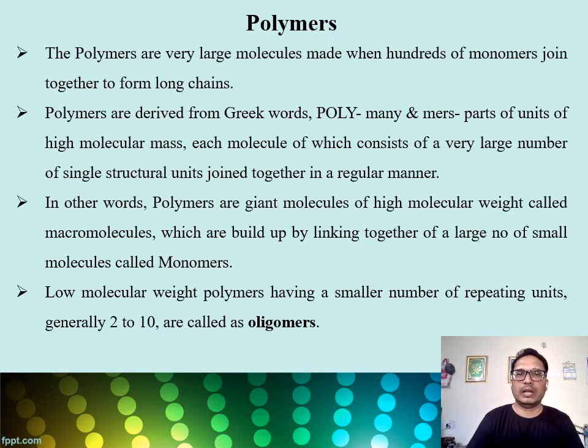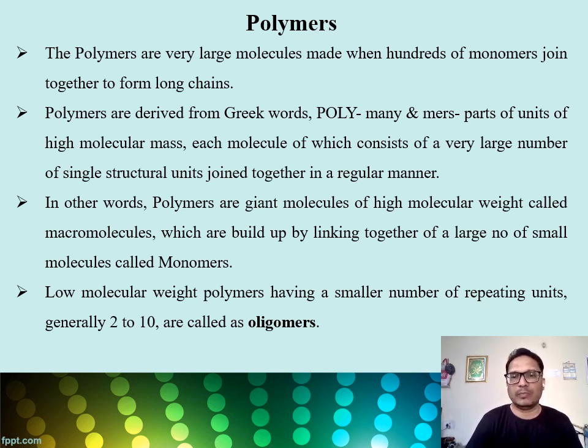Polymers are very large molecules made when hundreds of monomers join together to form a long chain. Polymer is a Greek word. Poly means many and mers means parts or units. These units have high molecular mass, each molecule of which consists of a very large number of single structural units joined together in a regular manner. In other words, polymers are giant molecules of high molecular weight called macromolecules, which are built up by linking together a large number of small molecules called monomers.